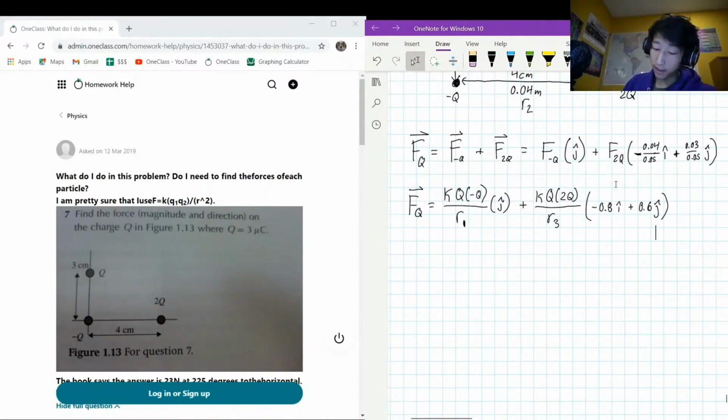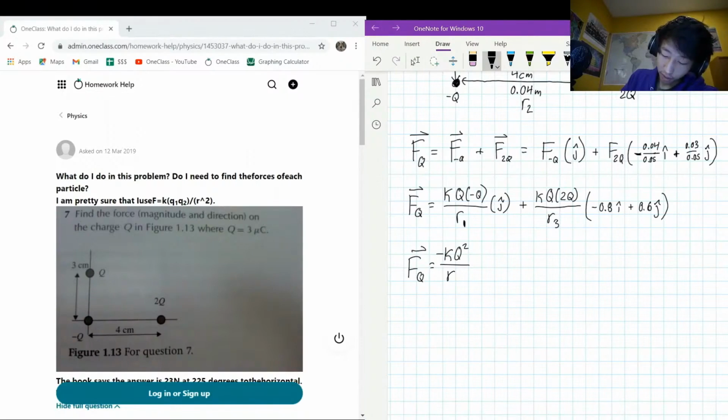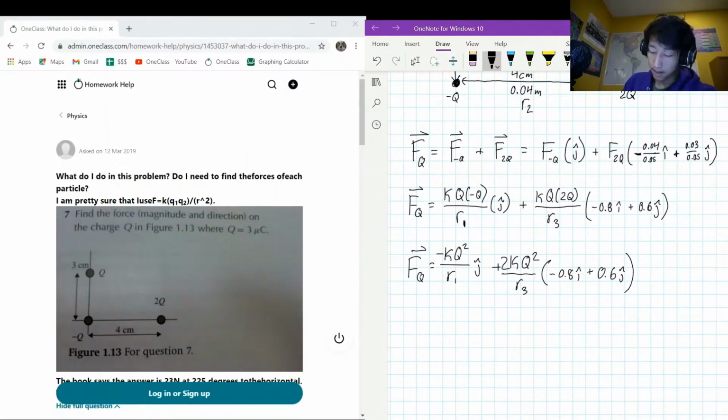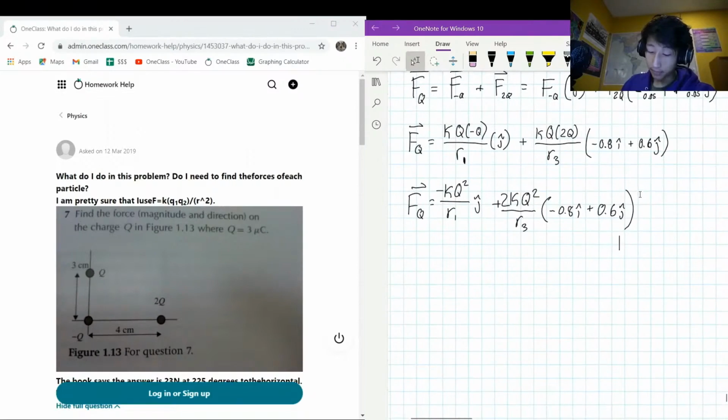Okay, so let's expand out our term over here. So we're going to have FQ. And we can also collect our like terms, but we'll do that in the next step. Q squared, negative R1 in the j direction, plus 2K Q squared over R3 in this direction, 0.8 i plus 0.6 j. Yep, and let's expand this out a little farther.